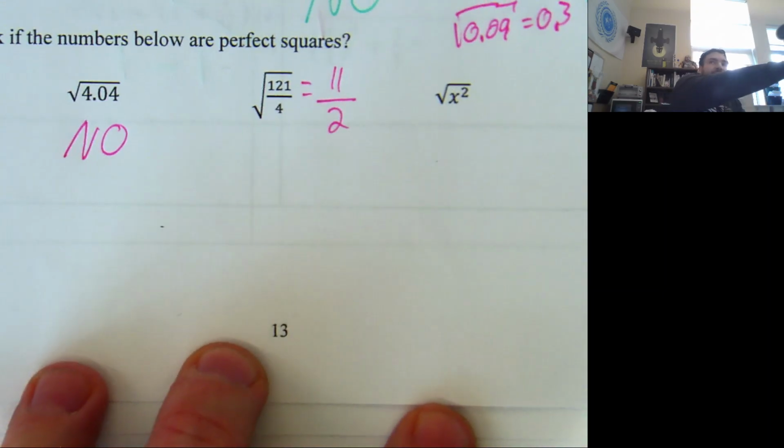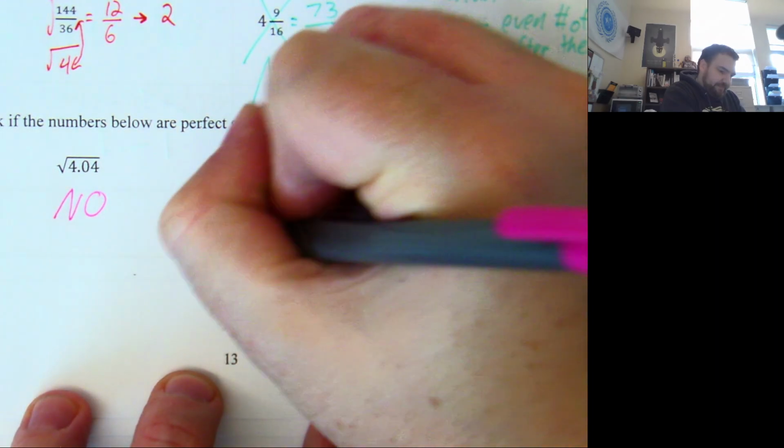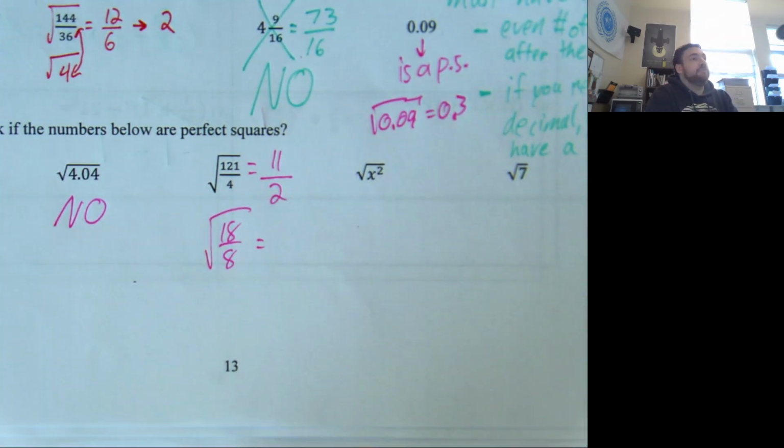Beneath it, let's write down another one. How about the square root of 18 over 8? Is that thing a perfect square, yes or no? No. Are you sure? Yes. Are you saying that because I asked the question?